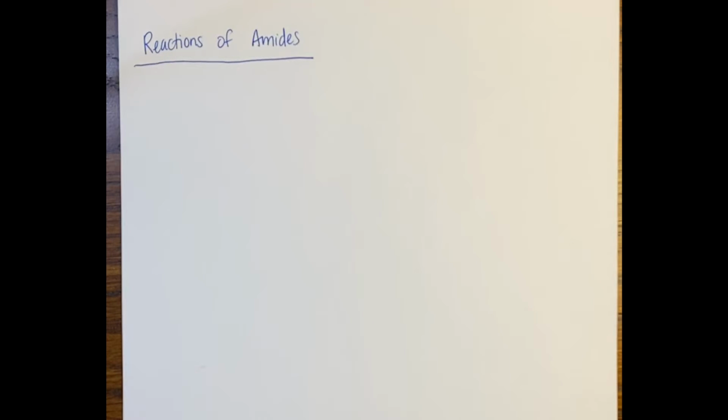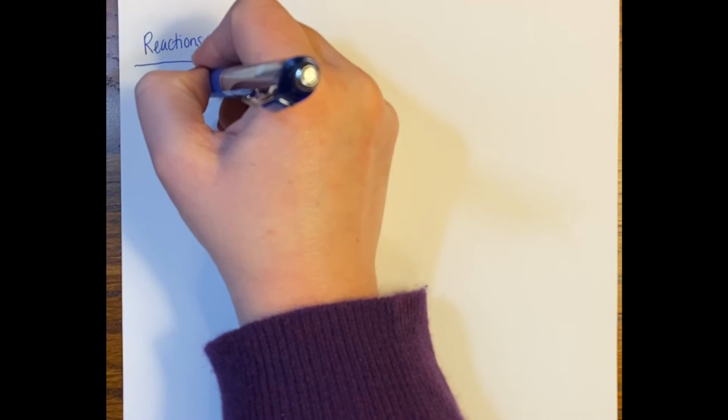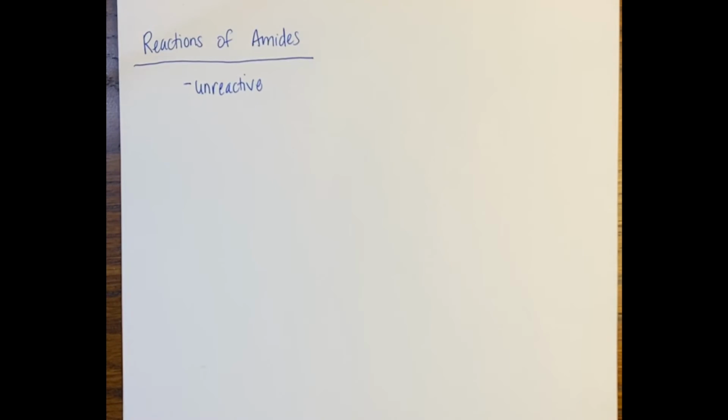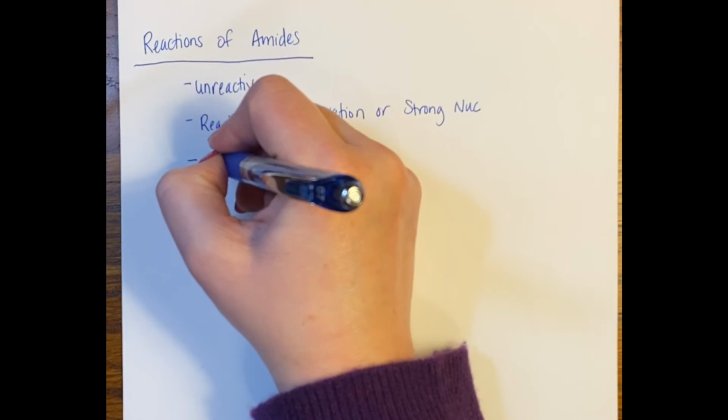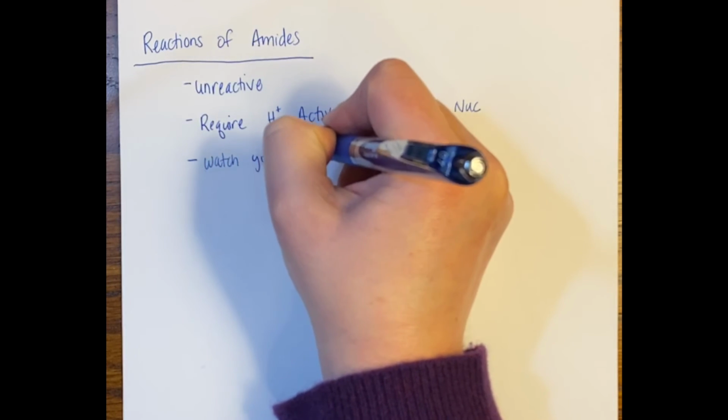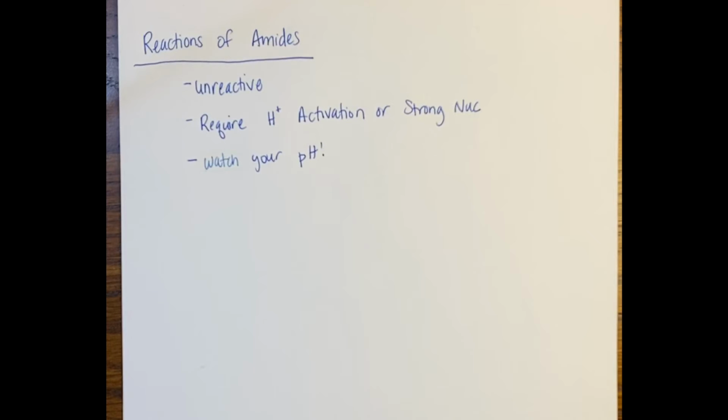When it comes to the reactions of amides, there's a few things you need to remember. First is that our amides are very unreactive. They are the least reactive of our carboxylic acid derivatives. They're going to require acid activation or the use of strong nucleophiles in their reactions. The other thing that you need to remember that we'll get into in more detail in just a moment is that when it comes to amides, you always need to watch your pH. And we'll talk about some of the cases where that comes into play in just a moment.